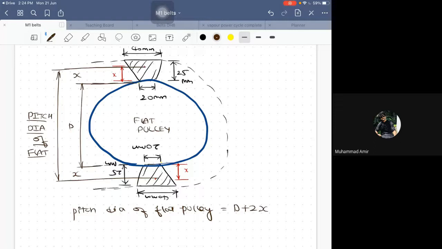Hope you got the imagination of whatever I'm drawing. So this is the belt which is running on the flat pulley.